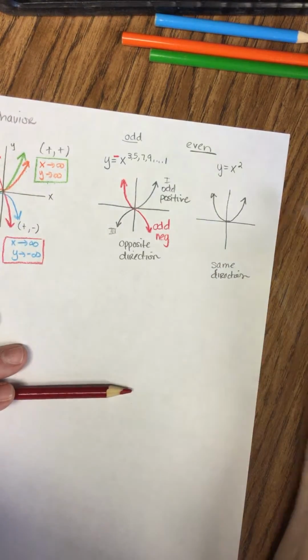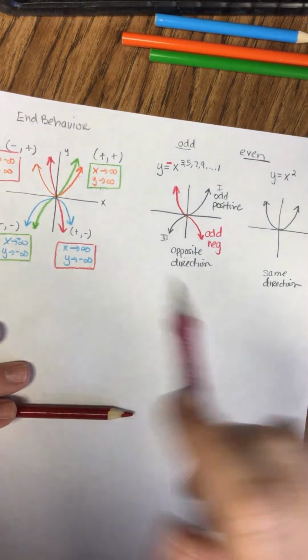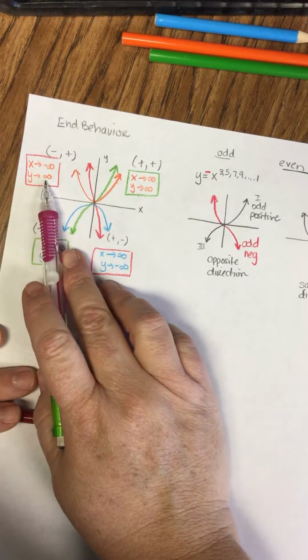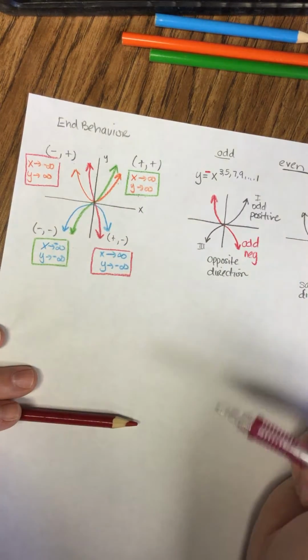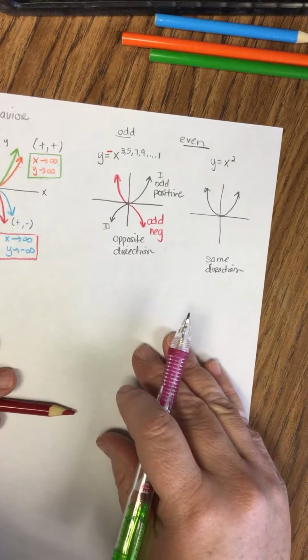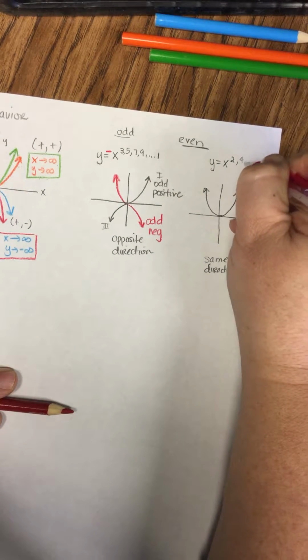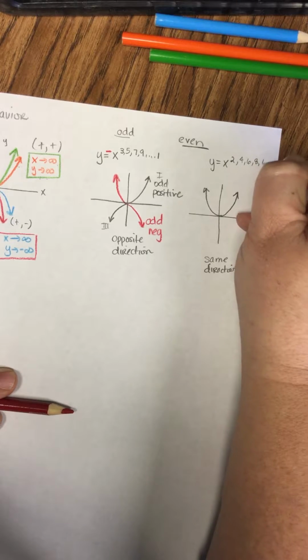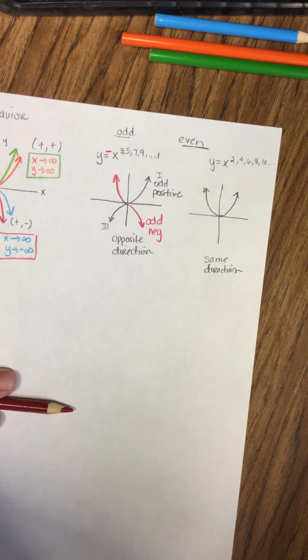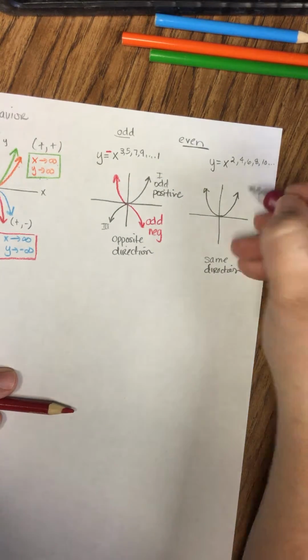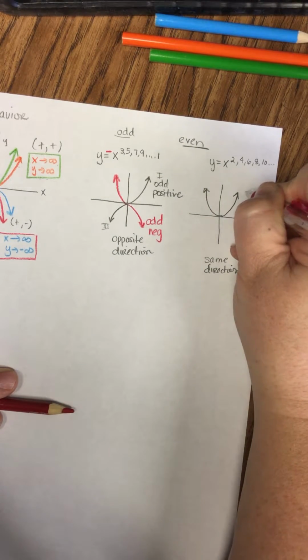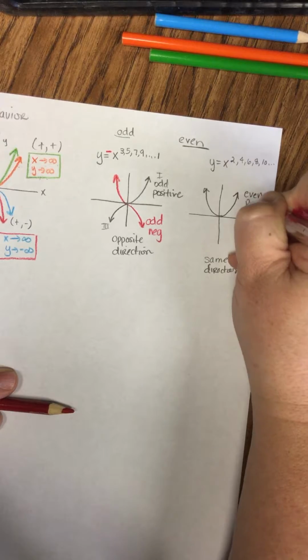Okay? If I was to look at my end behavior, it's going to mimic here and here, quadrants 1 and 2. That would be my end behavior. It doesn't matter if this power is 2, 4, 6, 8, 10, etc. As long as it's even, they're going to go the same direction. This one would be an even positive.